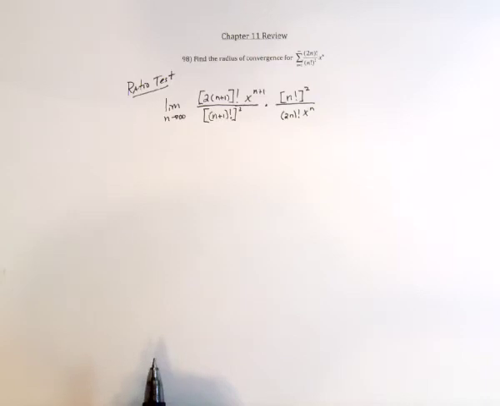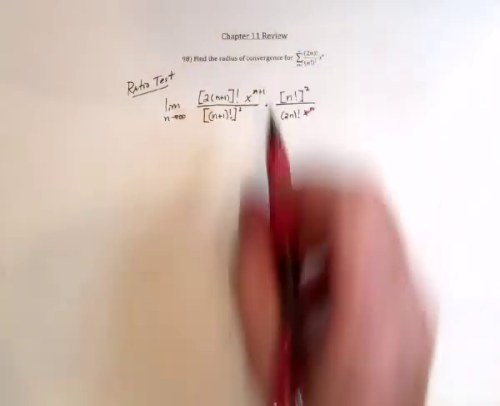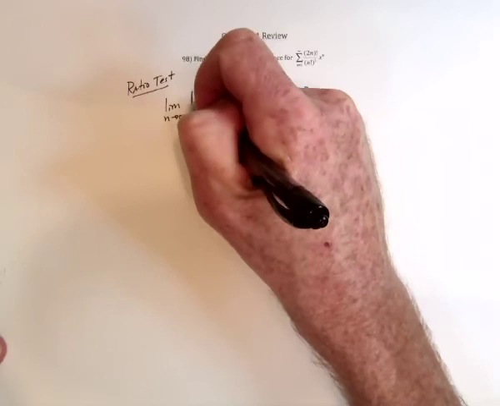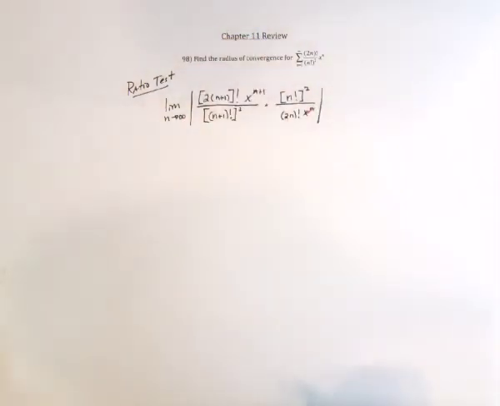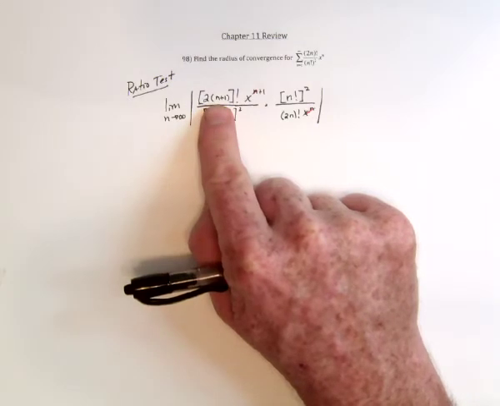So what's going to cancel? Well, obviously the x to the n and x to the n will cancel, leaving a single x. One detail I forgot is that x can be positive or negative, so we take the absolute value of this. And what about this? Well, if you multiply this out, this is 2n plus 2.